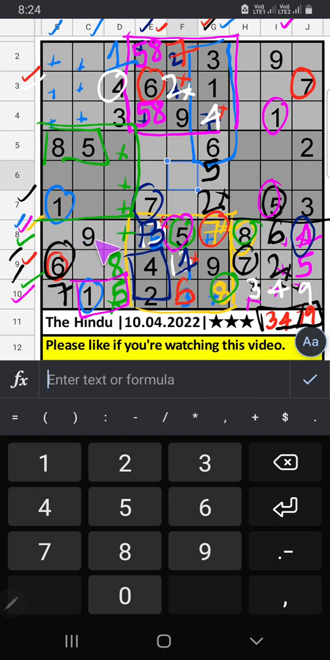8th row, 2 numbers are remaining, 2 and 4. Column D, we have 4. So 4 can't come in the cell. 4 is confirmed here. Then 2 is here. 7th grid, only 1 number is remaining, 3. 3 is confirmed here.